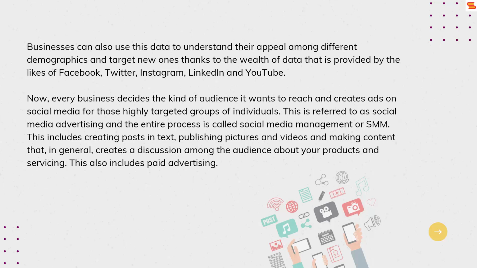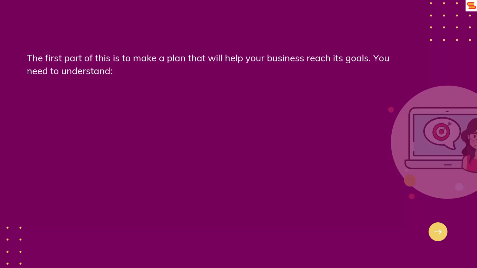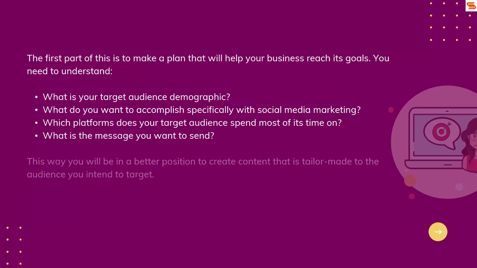The first part of this is to make a plan that will help your business reach its goals. You need to understand, what is your target audience demographic? What do you want to accomplish specifically with social media marketing? Which platforms does your target audience spend most of its time on? What is the message you want to send? This way, you will be in a better position to create content that is tailor-made to the audience you intend to target.